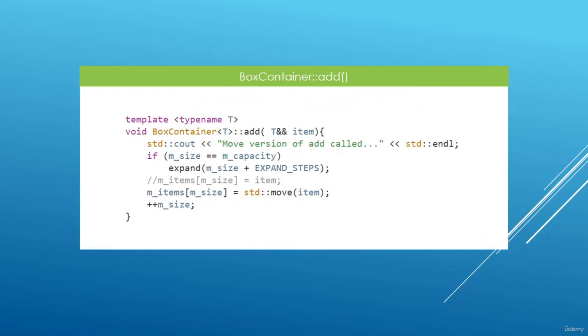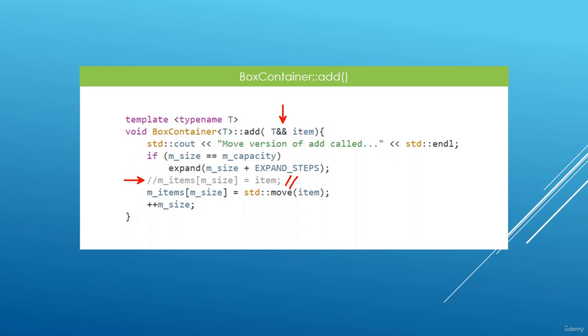We also have the same situation, for example, in the box container if we set up an add method which works on rvalue references. If we pass an R-value inside and try to do an assignment like this, we will see that this will call the copy assignment operator by default.